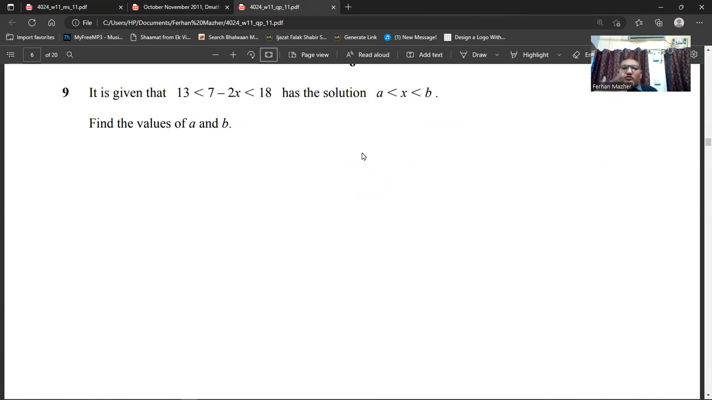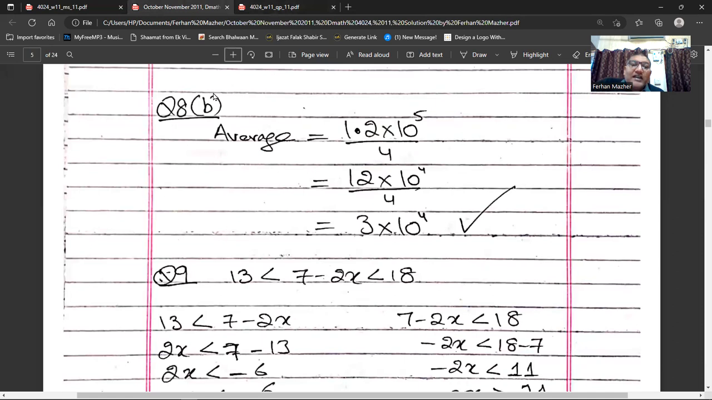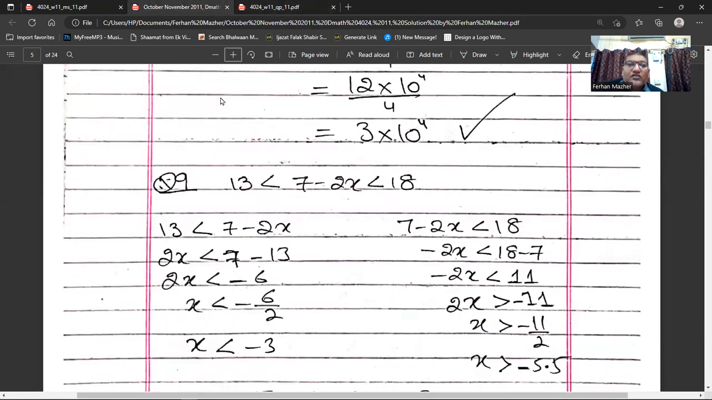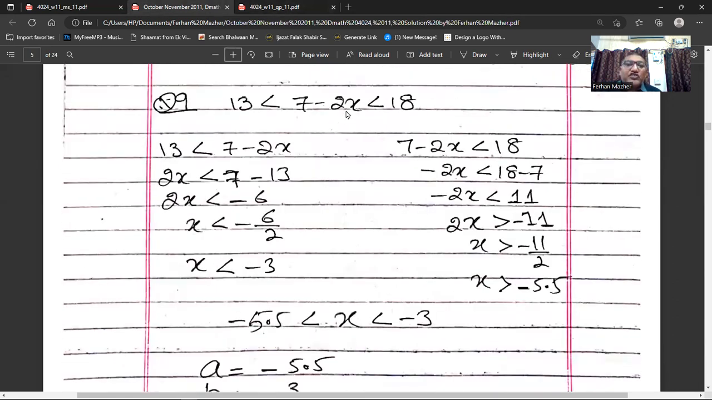Okay, so here we have to solve an inequality. First of all, I will solve 13 less than 7 minus 2x separately, and I will solve 7 minus 2x less than 18 separately. Then I will combine their answers. So on your screen, I will take this portion, 13 less than 7 minus 2x. Take this 2x to the other side, it will become plus 2x. This 13 will come to this side and become minus 13.